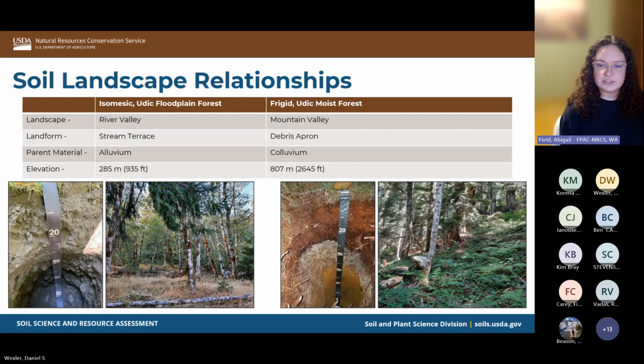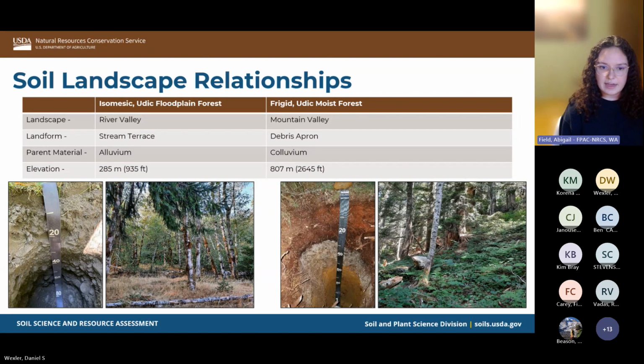So soil landscape relationships, that's kind of where it all comes together. Starting on the left, that's our isomesic floodplain forest. That just means that's one of our lowest elevation sites that occur in river valleys. The parent material alluvium just means that it's deposited by water. And if you look at the picture of the soil, there's not a ton going on besides the stratification of a couple different flood events. But it hasn't had a ton of time to develop. And then the material just tells you how it was deposited.